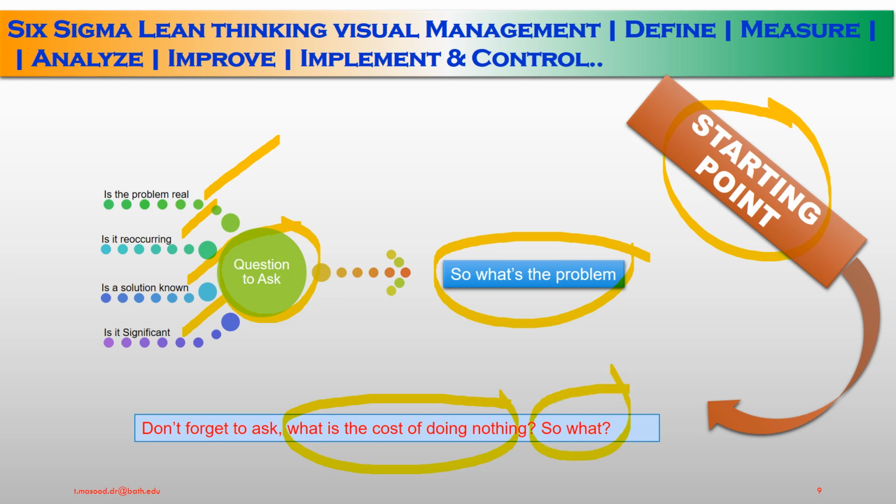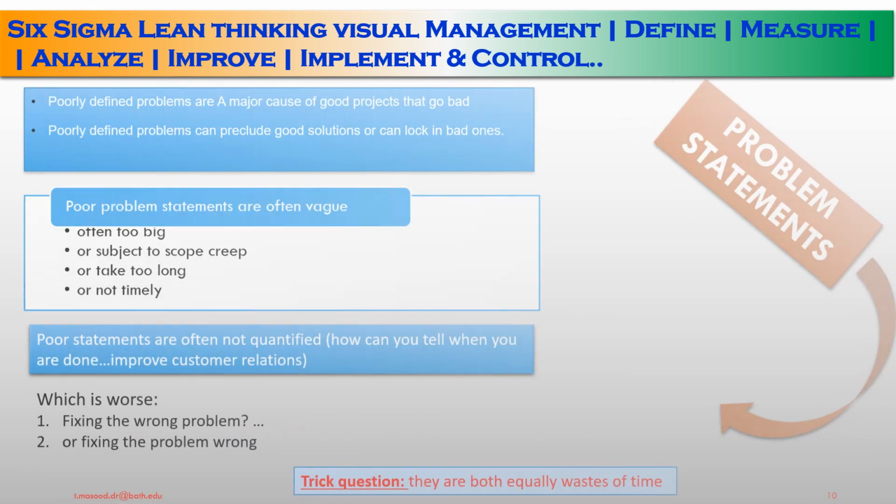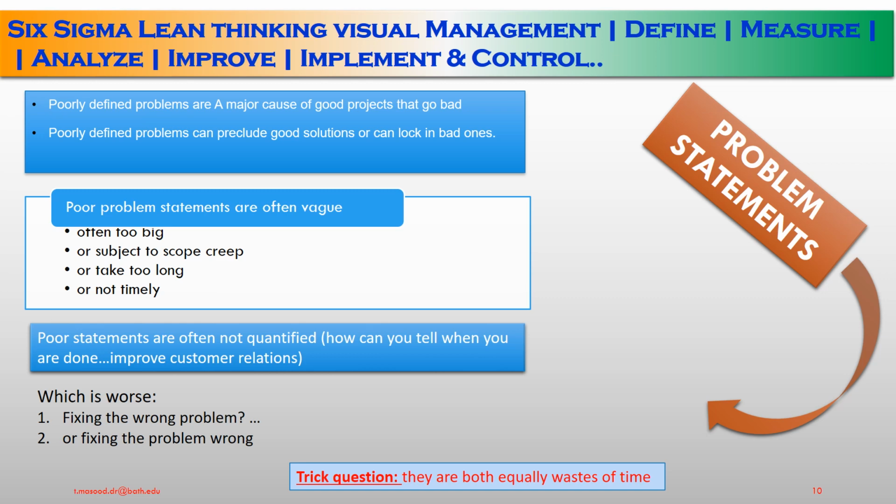Okay, now on my next slide I will further shed light on the problem statement. Poorly defined problems are a major cause of good projects that go bad. Remember. Second, a poorly defined problem can preclude a good solution or can lock in bad ones. Then we need to understand that poor problem statements are often vague, often too big, subject to scope creep, take too long, or are not completed in a timely manner.